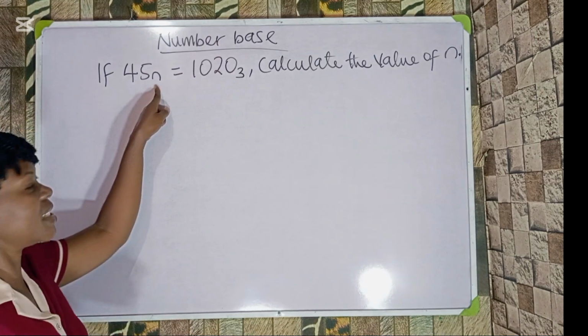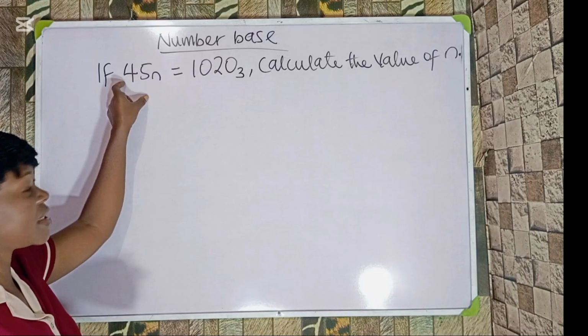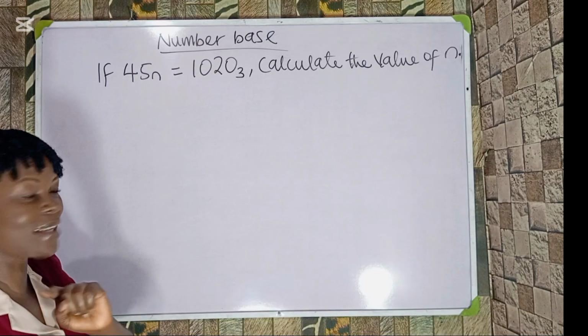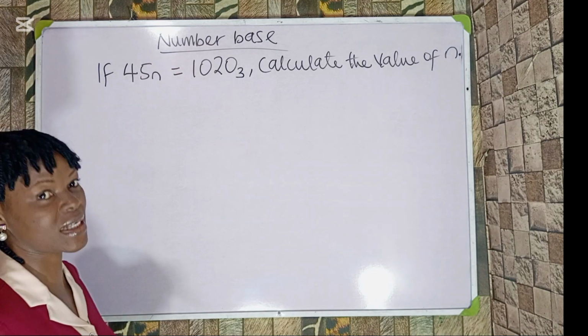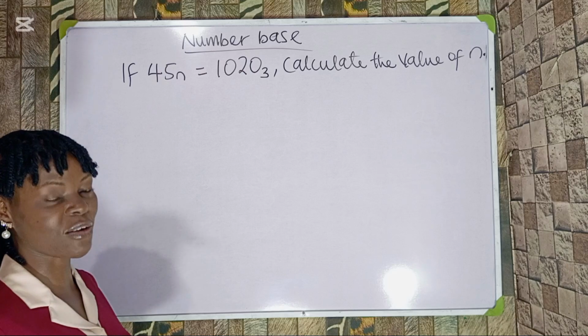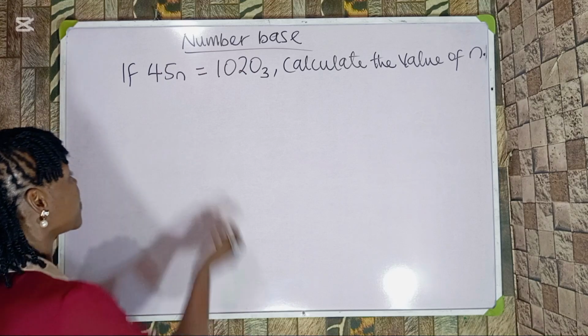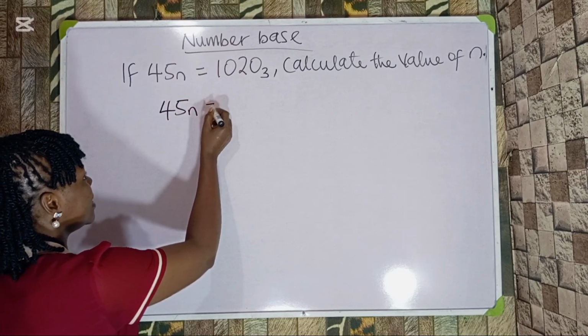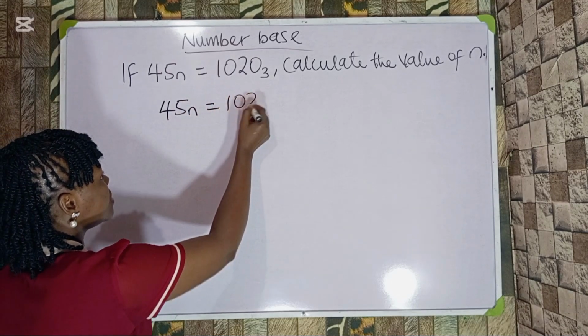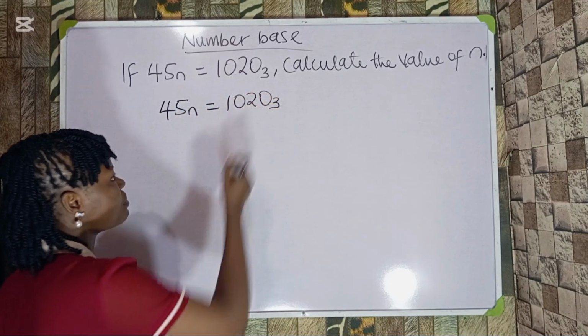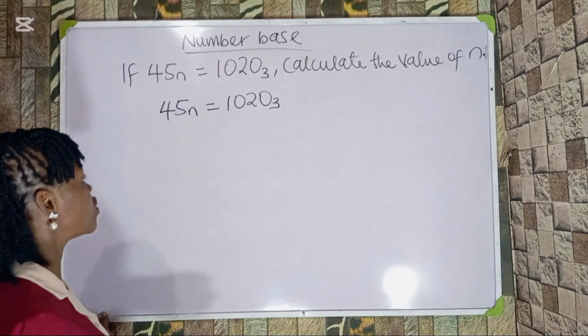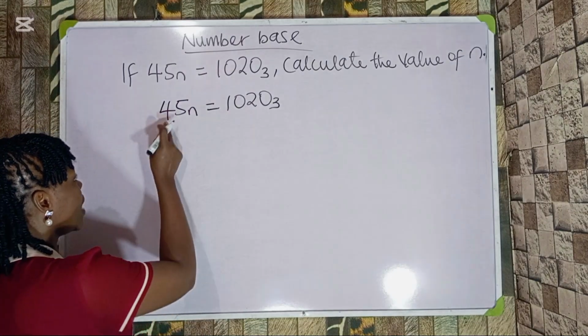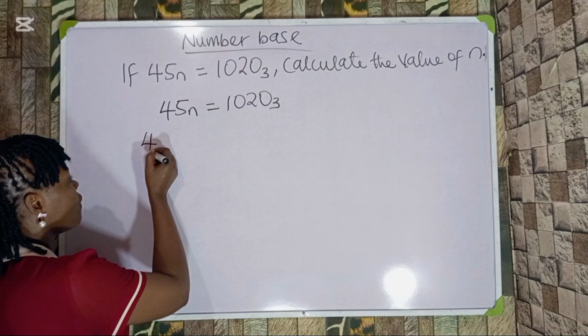Now, because this side is in base n, we are going to raise it to base n, while this other side is in base 3, so we are going to raise it to the base of 3. So let's go. I have 45 base n is equal to 1020 in base 3.